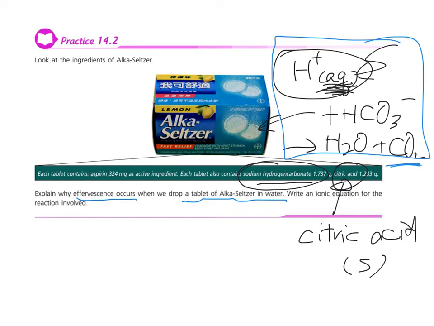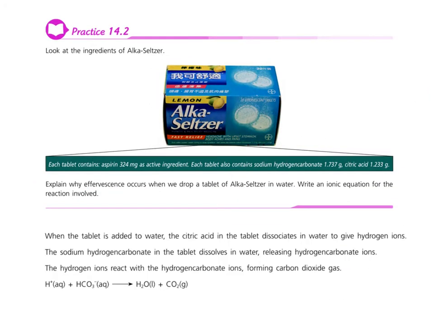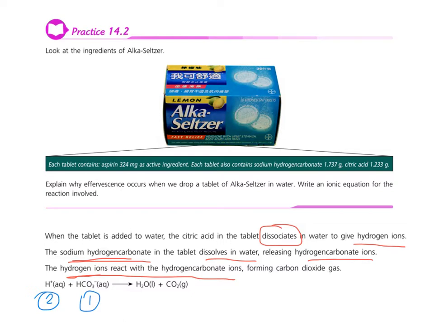So the answers I will show here. The answer mentioned that when the citric acid in the tablet dissociates, that means dissolves in water, it gives hydrogen ions. So the main point is that the hydrogen ions are given out first, and then the hydrogen ions will react with the hydrogen carbonate. The hydrogen carbonate is not reacting with the water, but reacting with the hydrogen ions. Continuing, the sodium hydrogen carbonate also dissolves in water to become hydrogen carbonate ion, and then they react with each other. The hydrogen carbonate and the acid H plus react to give out H2O and CO2.